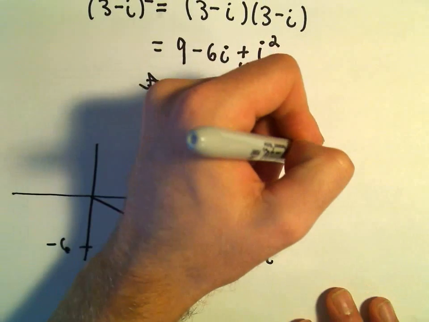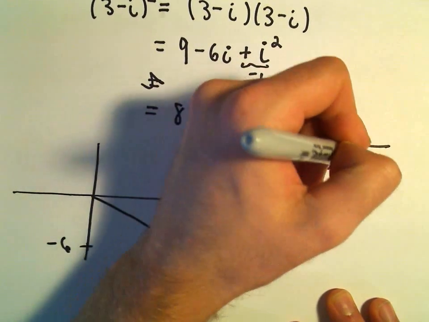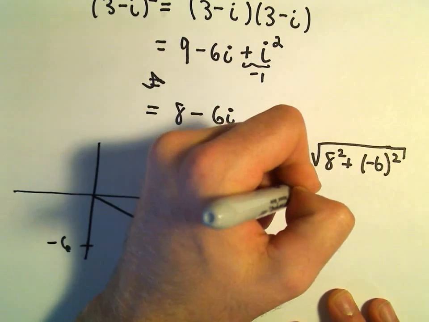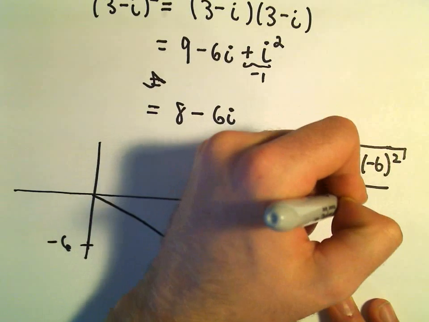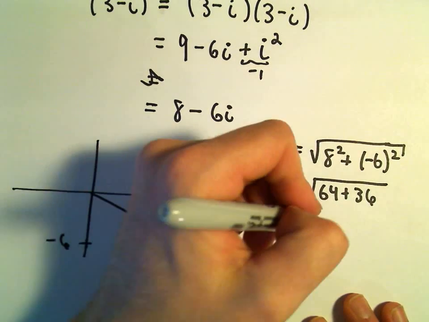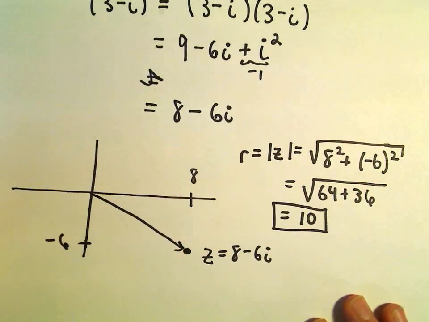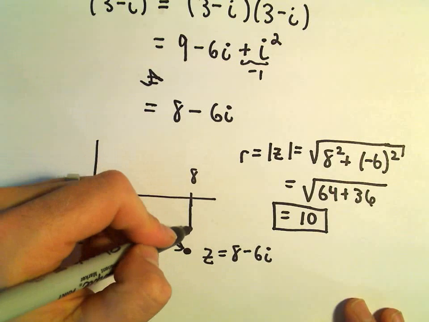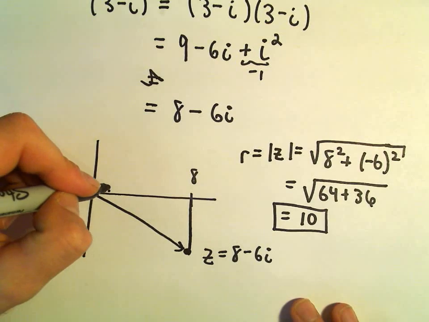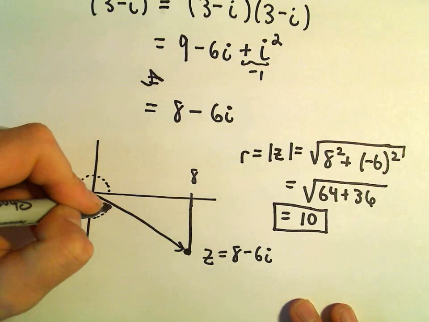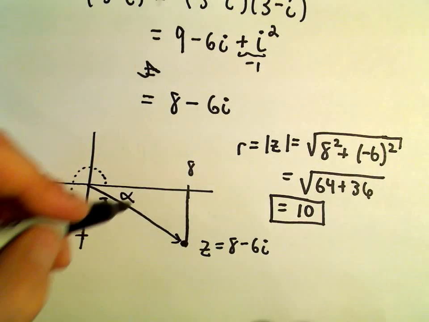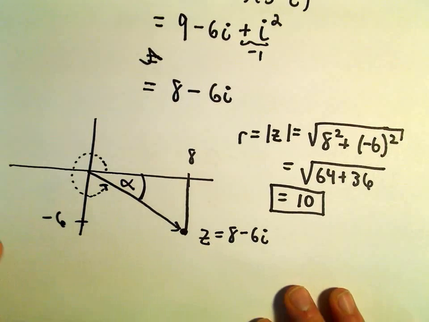So the modulus in this case will just be the square root of 8 squared plus negative 6 squared. Well, that'll be 64 plus 36. 64 plus 36 is 100. The square root of 100 is just 10. Okay, so the other thing that we'll have to do is figure out our angle theta. So we're interested in the angle, but maybe I'll call this alpha. We'll figure out this angle first.